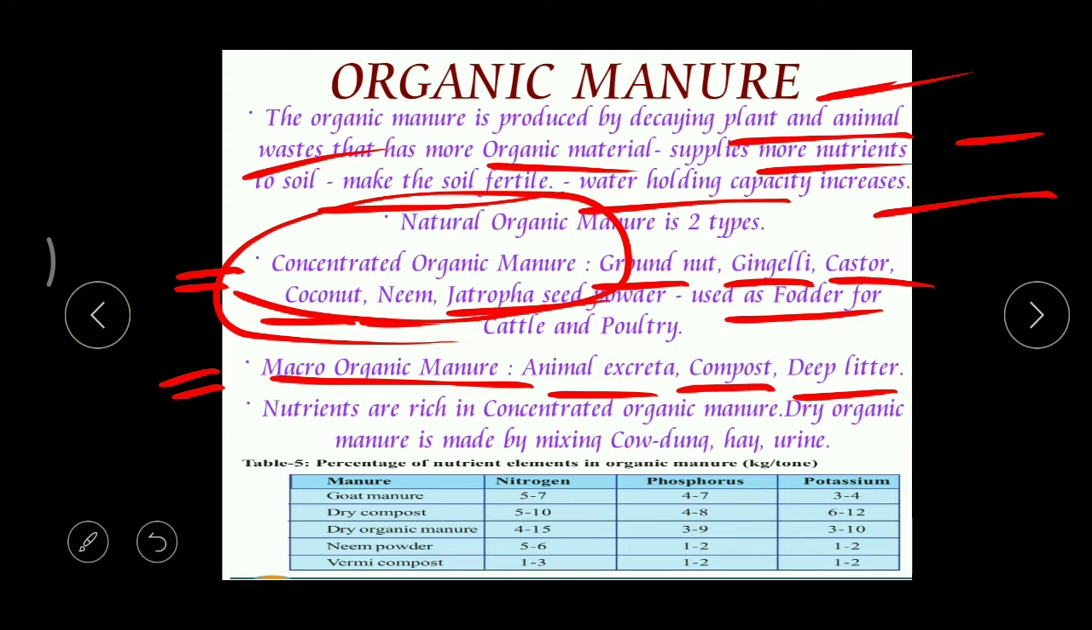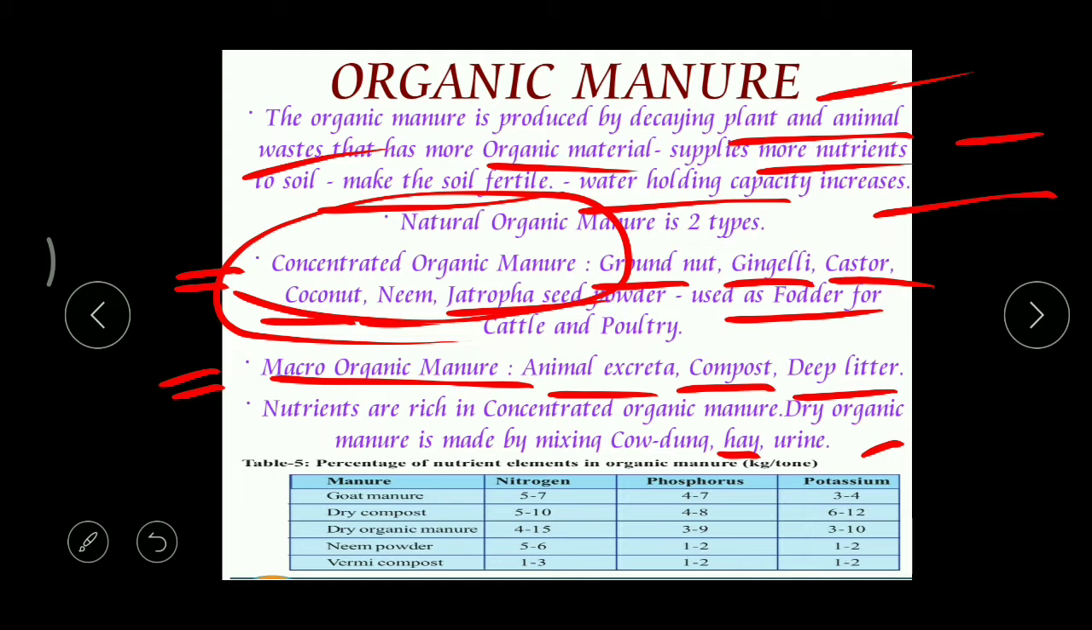Okay, and how can we make this? By mixing cow dung, the next hay, and urine, a little bit of urine, right? So hay, what is meant by hay? Hay means dried grass. Dried grass can be called hay, right?